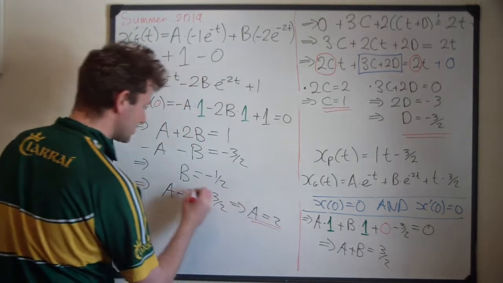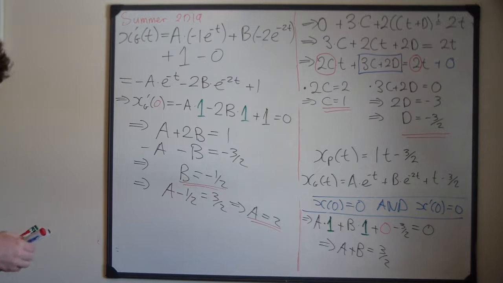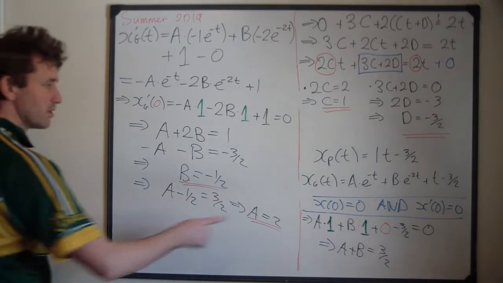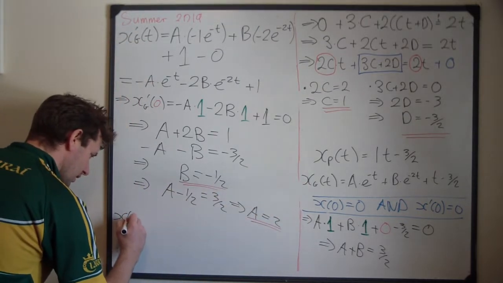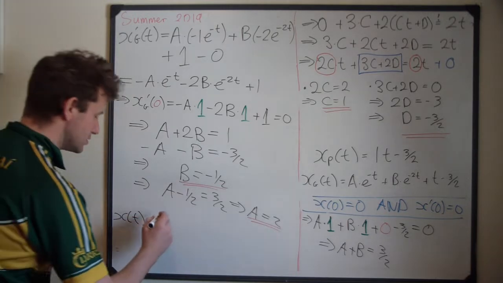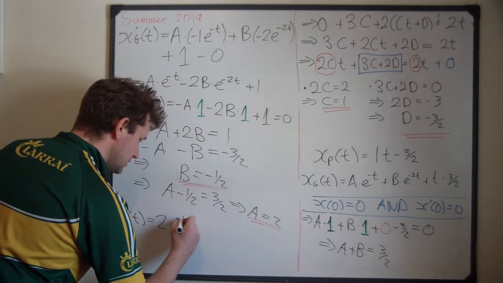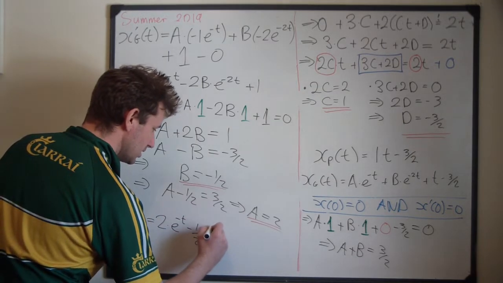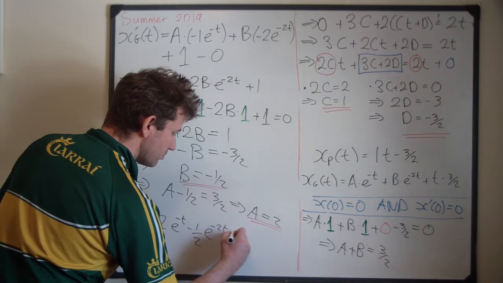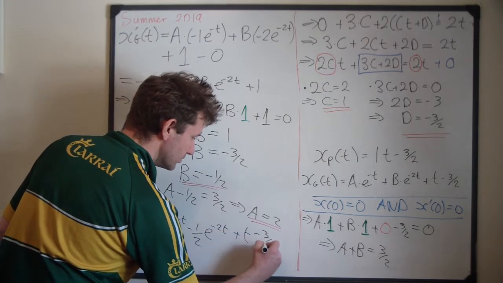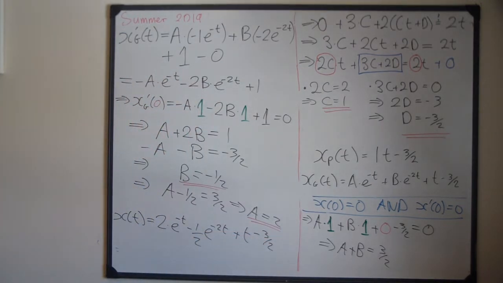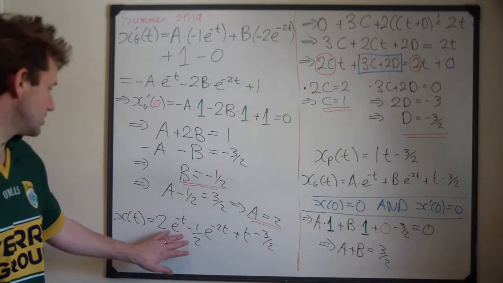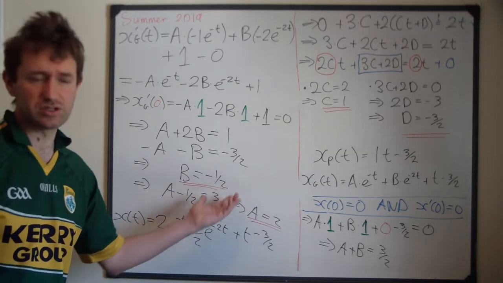Now this will get you full marks, but it's probably worth presenting your answer properly. x of t is now equal to a, which is 2, e to the minus t, plus b, which is minus a half, e to the minus 2t, plus t minus 3 over 2. And then you can ask, have I answered the question that's asked? Yes. Does my answer make sense? You can probably just check one of the initial conditions. If you substitute 0 into this, what do you get? Do you get 0? Yes, you do.